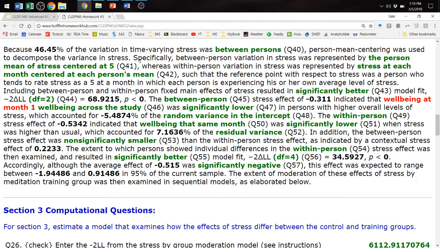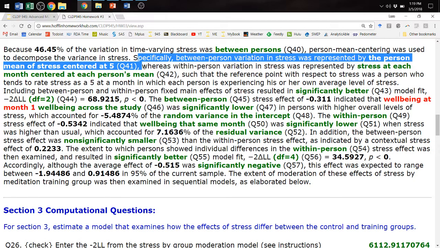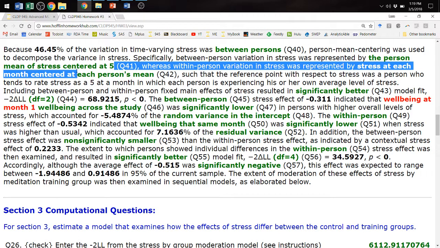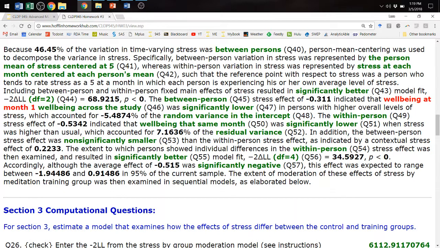So then the first question here, and something that is absolutely imperative when you're writing results sections: tell them how you set up your variables, because then they'll be able to follow why they mean what they do. So between person variation in stress was represented by the person mean centered at 5, which was your instructions. The centered at 5 is just because 5 was near the middle of this fake variable. Near the middle is good enough for any choice. Just make sure that 0 means something whenever you're centering predictors at a constant. Whereas within person variation in stress was represented by stress at each month centered at each person's mean.